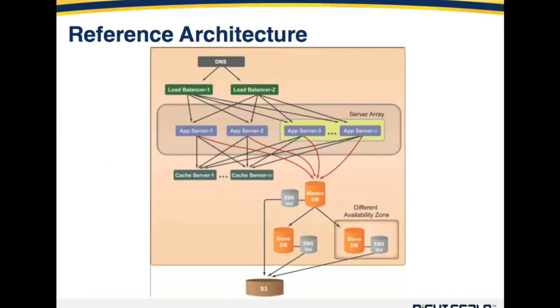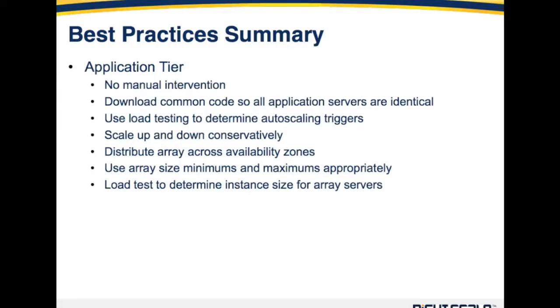Next, I'll give a recap of the best practices of the application server tier, with particular attention paid to the scalable component of that tier, the server array. To have a true auto-scaling application, you need to have your application servers come up with no manual intervention. The server launch needs to be fully automated. Each of those application servers needs to download common code so that all the application servers within the tier are identical. You don't want to have problems caused by a one-off situation.